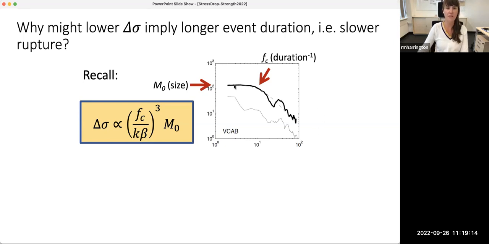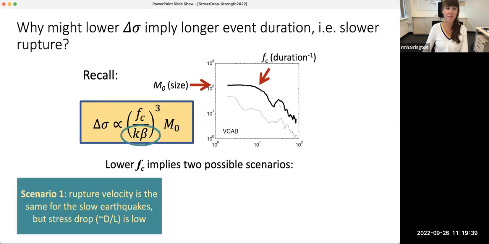So if you recall from this spectral plot, we have our source spectrum where the long period spectral amplitude is proportional to the size. Where the spectra starts to bend over is the corner frequency, inversely proportional to the duration. We can invoke our favorite source model and estimate a stress drop value. And these EHW events have lower corner frequencies, and these lower corner frequencies imply two possible scenarios.